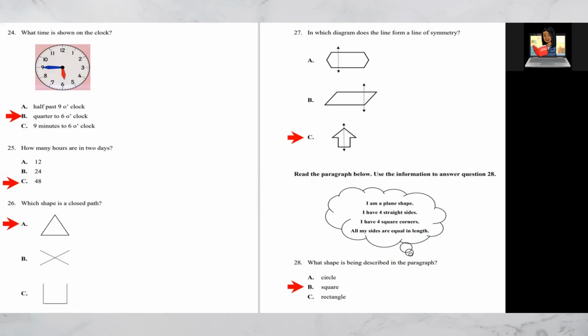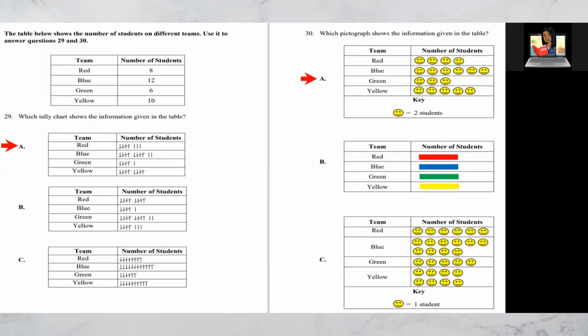Let's look at question 28. Read the paragraph. I am a plane shape. I have 4 straight sides. I have 4 square corners. All my sides are equal in length. Which shape is being described in the paragraph? It has to be the square. Okay, let's move on. We're making good progress.